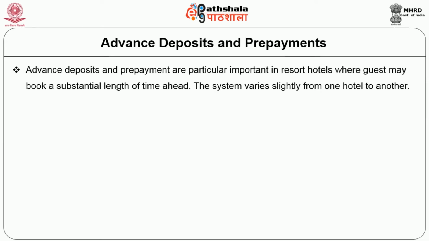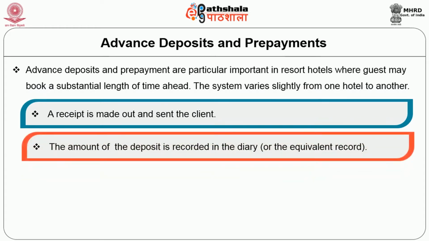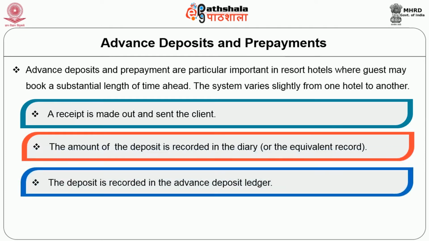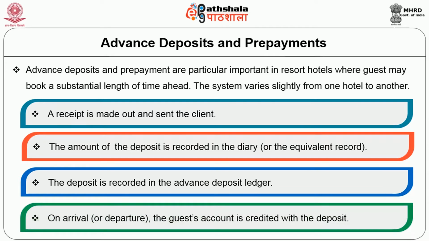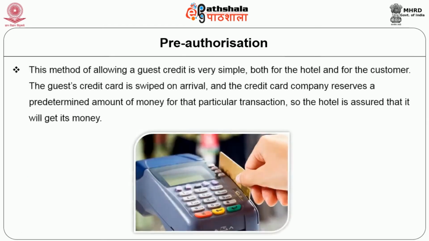Advance deposits and prepayments are also a way of settlement of guests. Advance deposits and prepayments are particularly important in resort hotels where guests may book a substantial length of time ahead. The system varies slightly from one hotel to another but usually involves the following tasks. A receipt is made out and sent to the client. The amount of the deposit is recorded in the diary for the equivalent record. The deposit is recorded in the advance deposit ledger. On arrival or departure, the guest account is credited with this particular deposit.